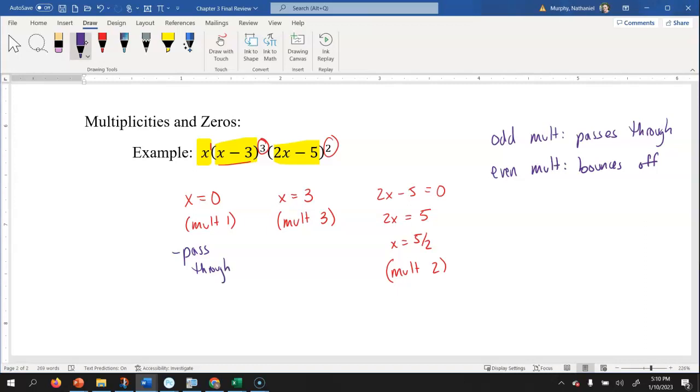Where x is 3, the multiplicity of 3 there, again, that is also odd, so that's also going to pass through that point. And lastly, this one had an even multiplicity, a multiplicity of 2, so this is going to bounce off that x-intercept at 5 halves, or at 2.5. So that's a review of what's going to happen, because you want to make sure you're familiar with multiplicities and what happens with each multiplicity.